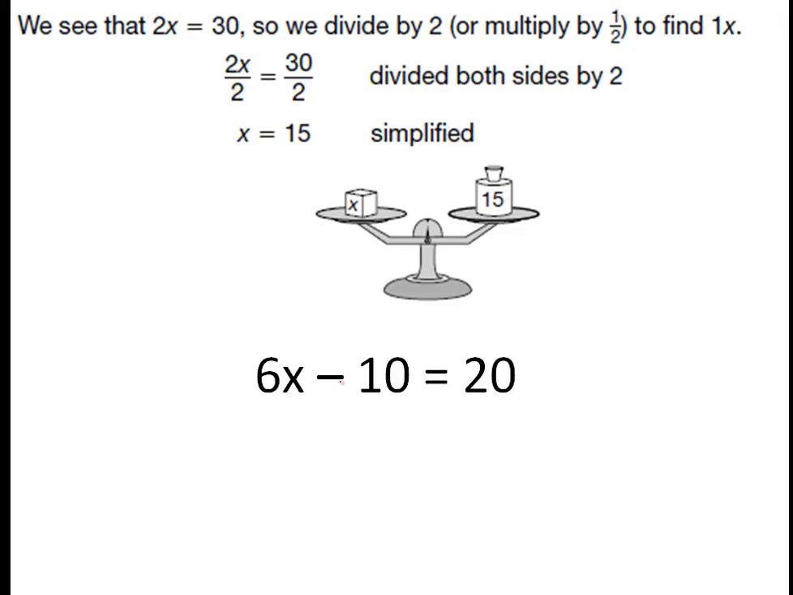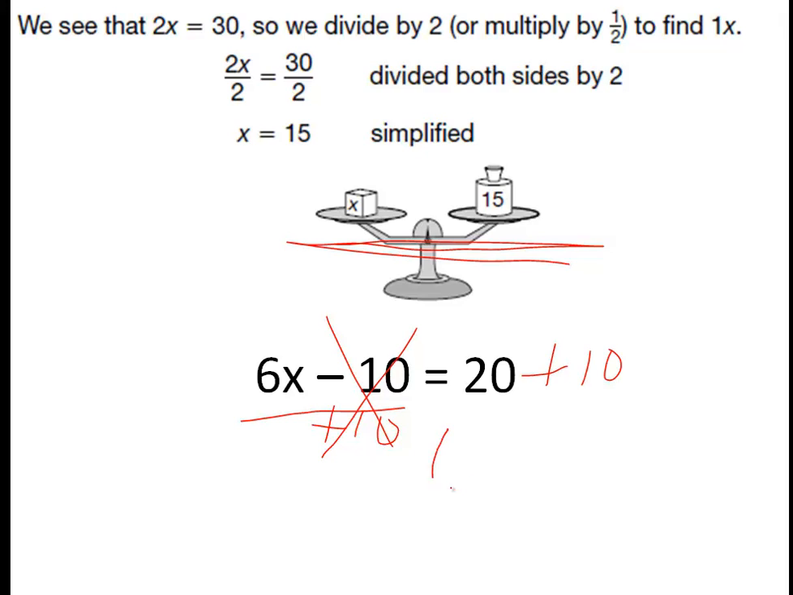Let's take a look at this one for a little bit of practice. Thinking the same thought, if we've got minus 10 on this side, what do we need to do to isolate the 6x by itself? How do we get rid of the 10? We get rid of the 10 by adding 10, and we add 10 over here. We have to do the same thing to both sides of the scale. We've got to keep the scale balanced.